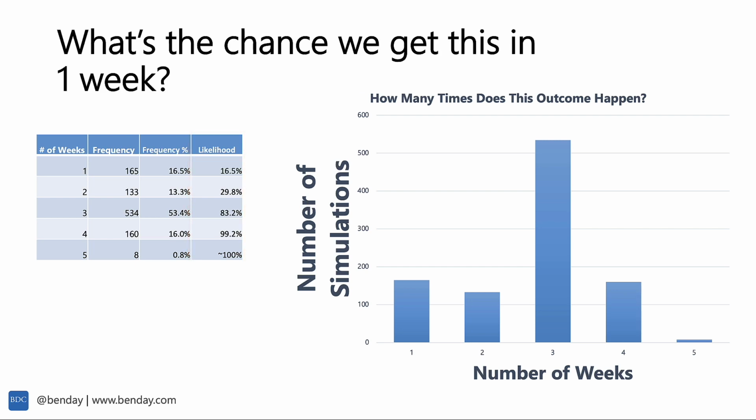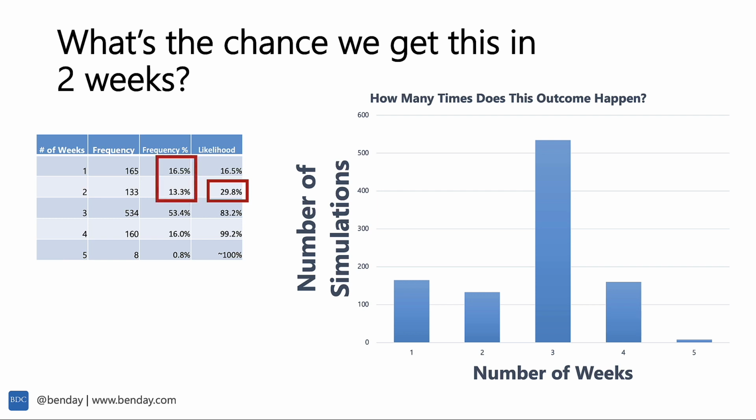So what's the chance that we get this in 1 week? Well, that likelihood, the percent chance that we get it in 1 week, is 16.5%, which is the same as the frequency. And what we're doing is we're sorting this data in ascending order by weeks. So week 1, 2, 3, 4, 5, not 5, 4, 3, 2, 1. What's the chance we get this in 2 weeks? Well, the chance there is 29.8. So how did we get that 29.8 number?